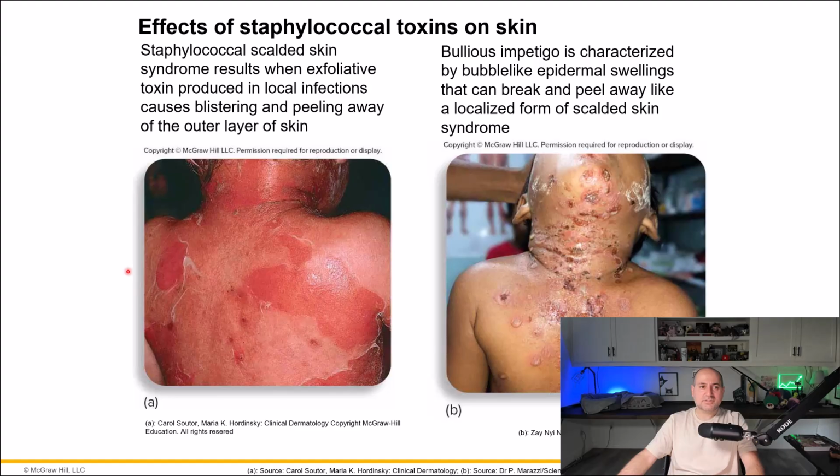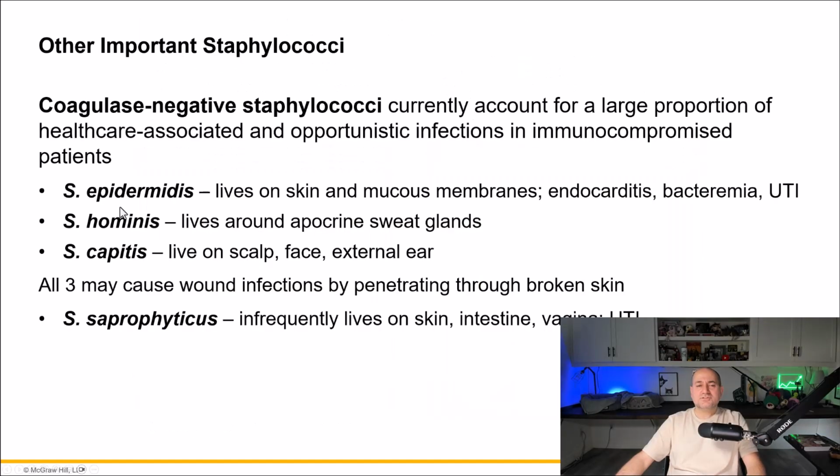It has an exfoliative feature to it, skin peeling away. And on the right, you can see bullous impetigo, which is characterized by bubble-like epidermal swellings that can break away and peel away. All of these are more advanced forms of staph infections. So here are some other members of the genus Staphylococcus to be aware of because they are important medically.